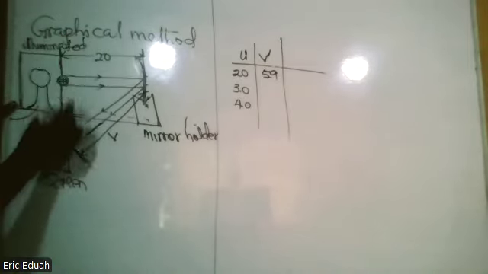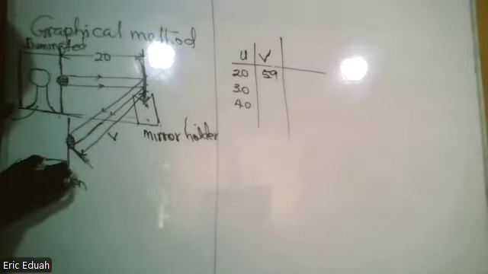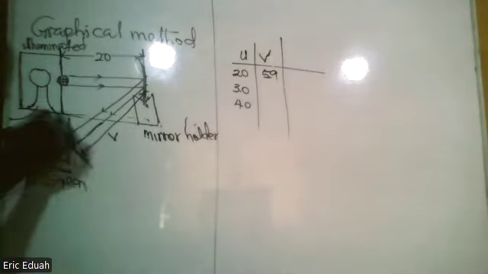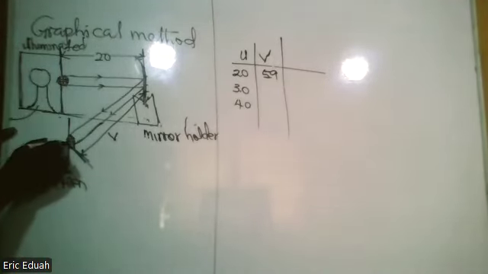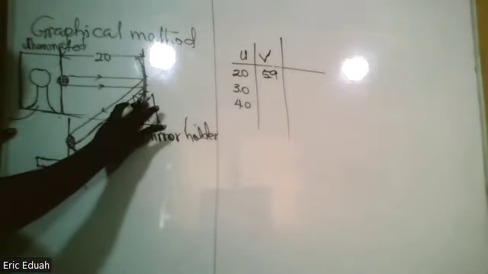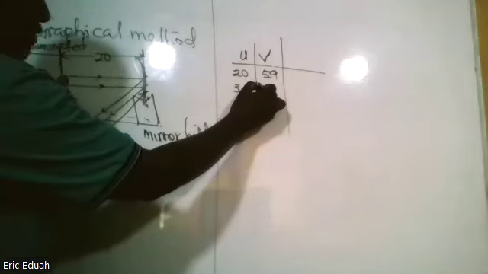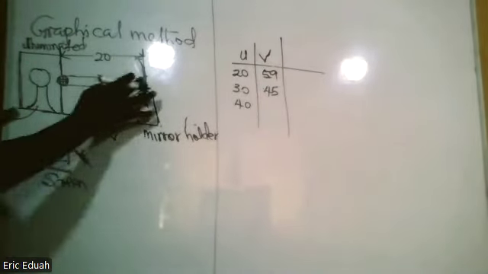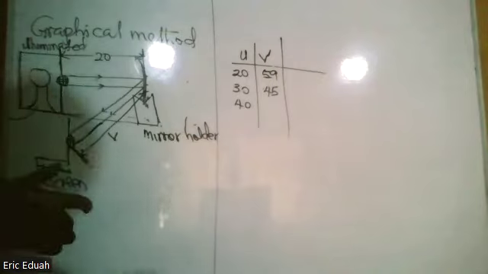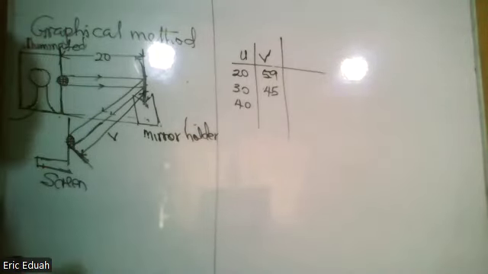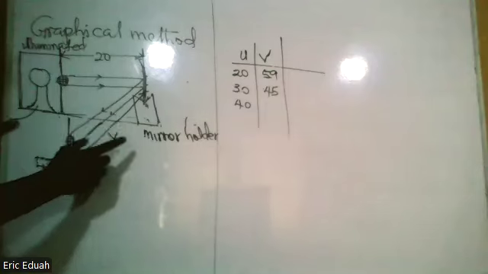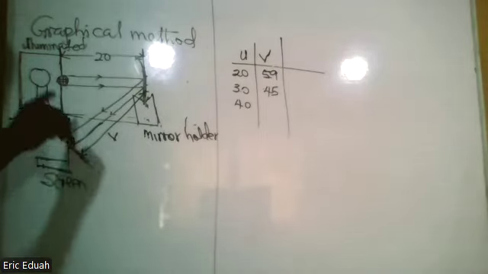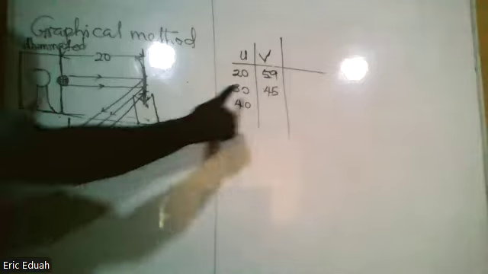So after measuring 30, you need to move the screen forward or back so you have a sharp image of this object formed on the screen. Then you measure the image distance V again. Let's assume the image is 45. Then you come and measure for 40. So all that we are doing is varying the object distance and then moving the screen so you have a sharp image of the object formed on the screen. Then you measure the distance between the screen and the lens holder to get V.